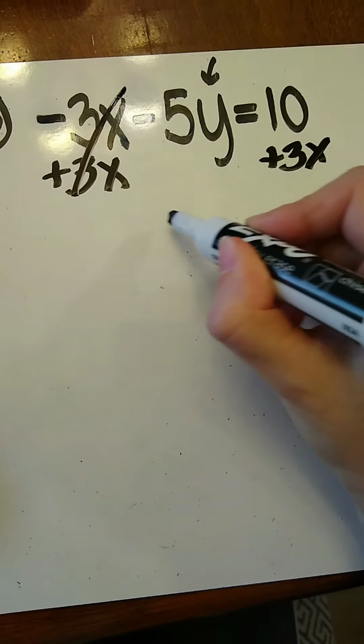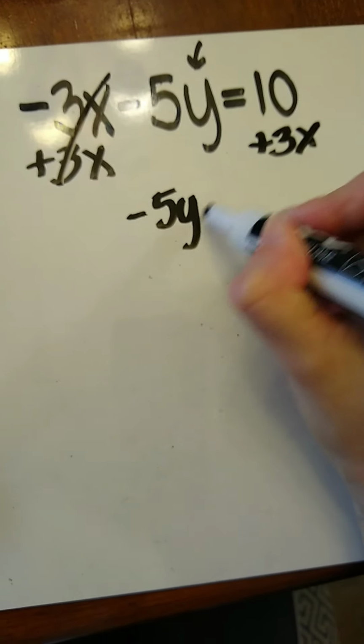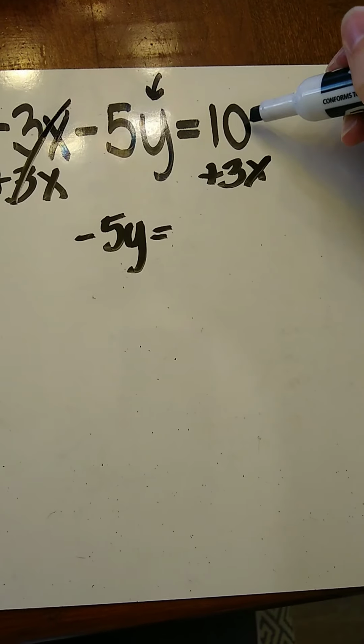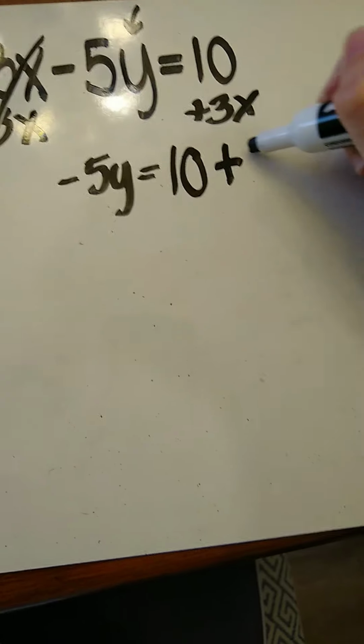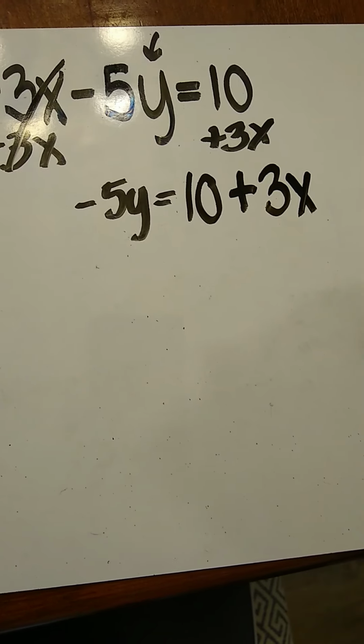Cross that out, bring down my -5y equals. Now this does not have an x, this does have an x, so we cannot put them together. So that's 10 plus 3x, they just sit next to each other like roommates.